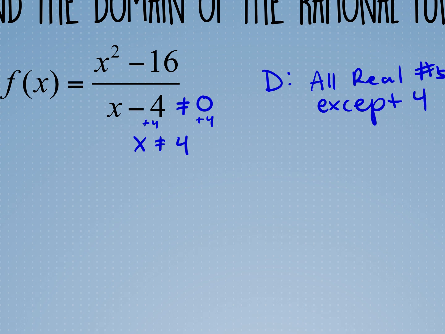Now WebAssign, I think, is going to want this in interval notation. So to write this in interval notation, it might help us to put it on a number line. We're talking about everything except 4, so I'd have a hole at 4. So everything to the left and everything to the right of 4. How would we say this in interval notation? Negative infinity to 4, with a union, and 4 to infinity. So everything before 4 and everything after 4. It's all real numbers except 4.